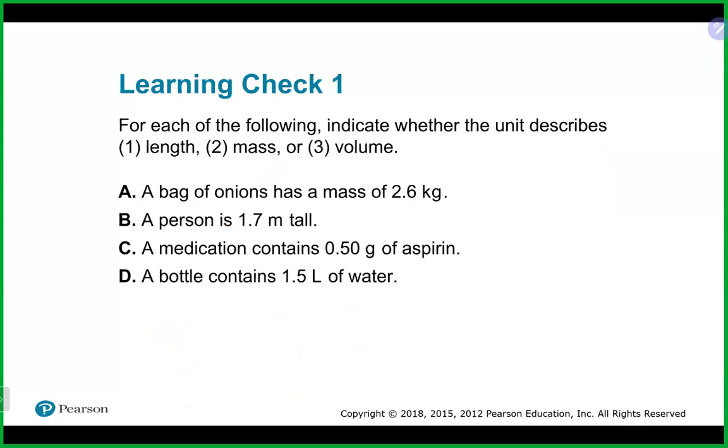For each of these, take a moment and think about what each of these units represents. Is it a length, a mass, a volume? So take a moment. Okay, let's take a look. 2.6 kilograms, that sounds good. 1.7 meters is length. 0.5 grams is mass, and 1.5 liters is volume. I think we agree with that.